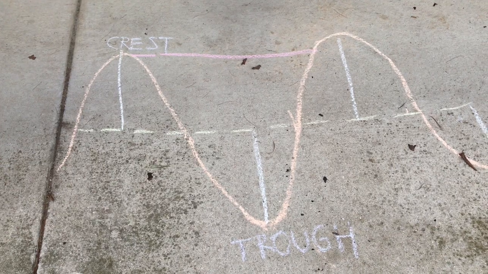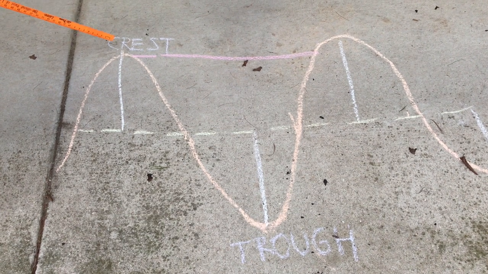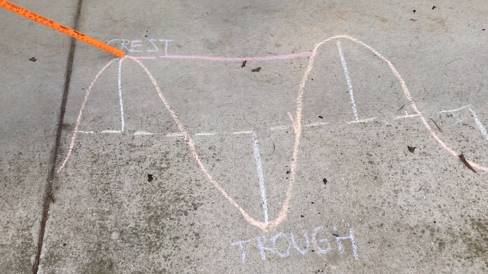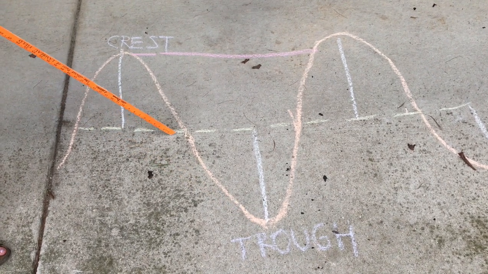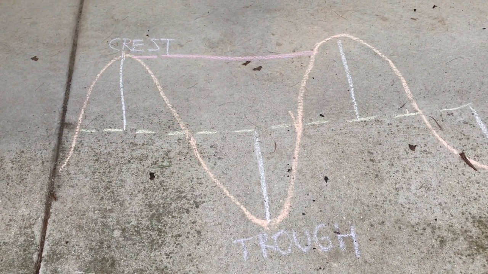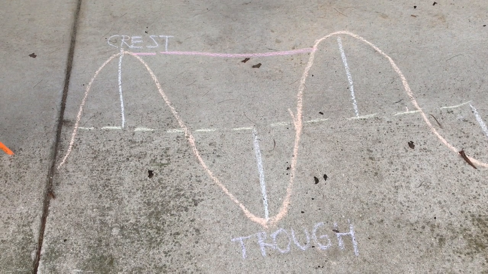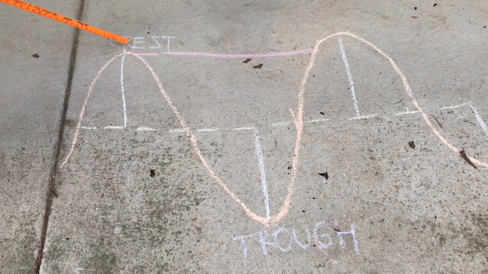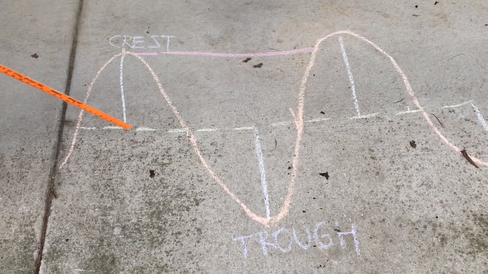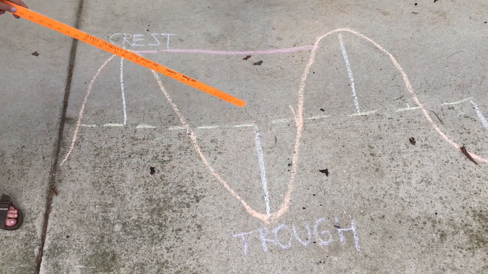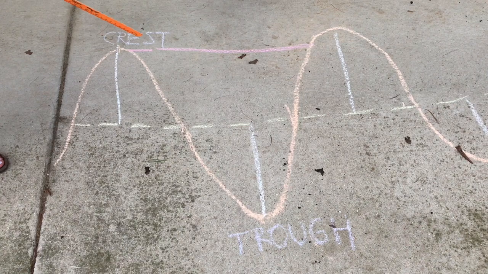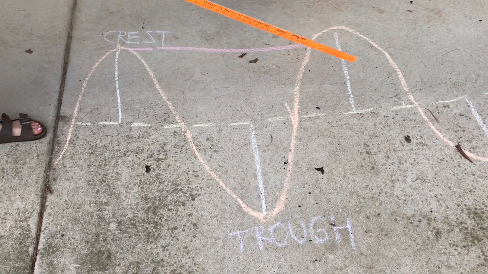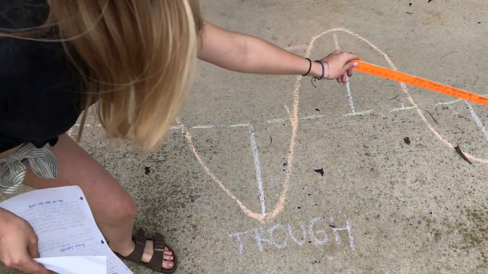Many different parts. The high points on a wave are known as the crests. The low points on a wave are known as the troughs. This dashed line here, this yellow line, represents the midpoint of the vibration. An amplitude is the distance from a crest to the midpoint, or a trough to the midpoint. The pink line here represents the wavelength of a wave, which is the distance from a crest to a crest, or a trough to a trough.